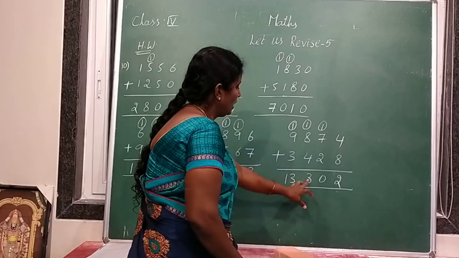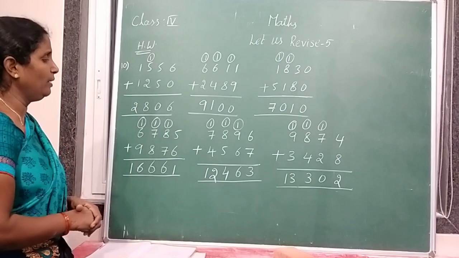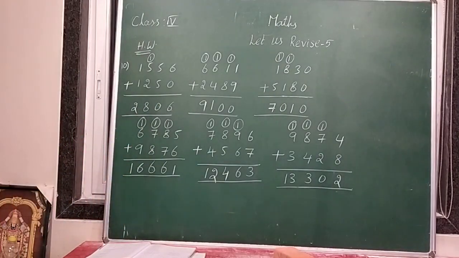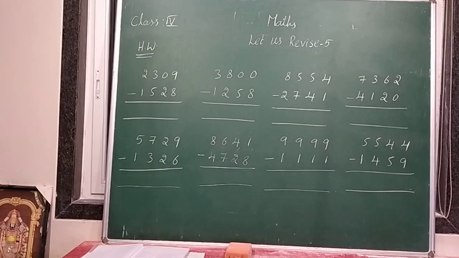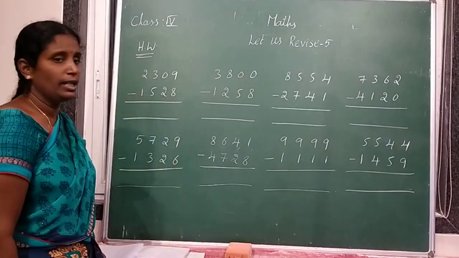So what is the answer? 13,302. Check these answers, children. Next, subtractions. Page number 10, subtractions.